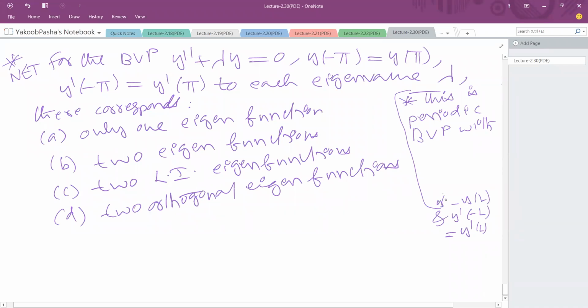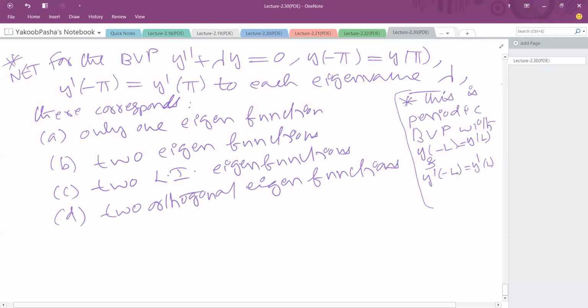y of L is equal to, okay, boundary value problem with different boundary conditions. This is a periodic boundary value problem with conditions: y of minus L is equal to y of L. Second boundary condition, y dash of minus L is equal to y dash of L.